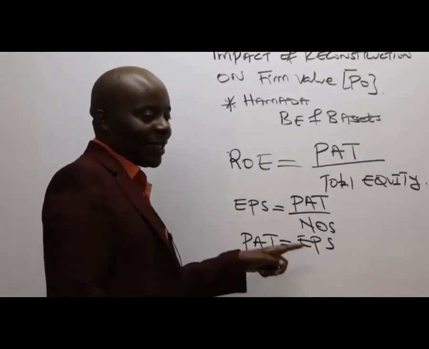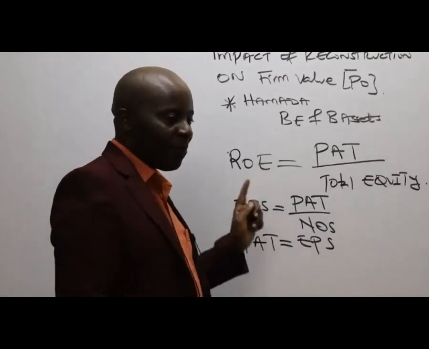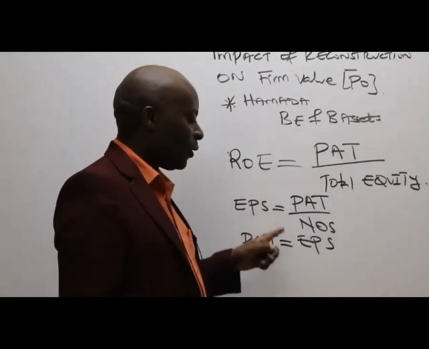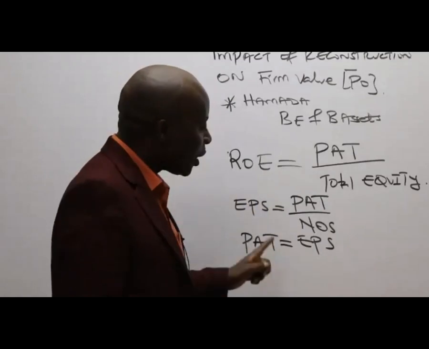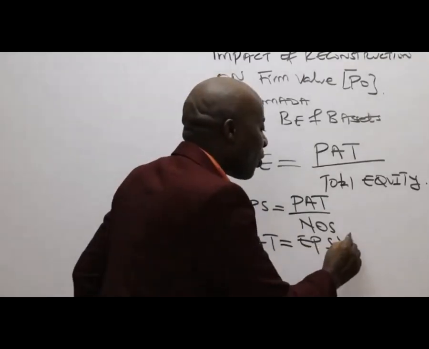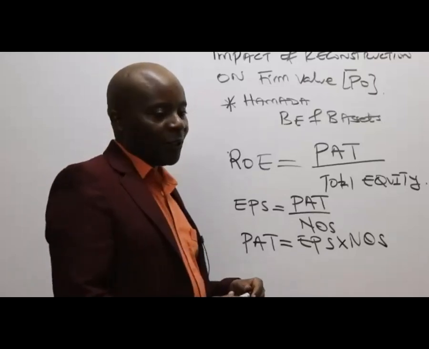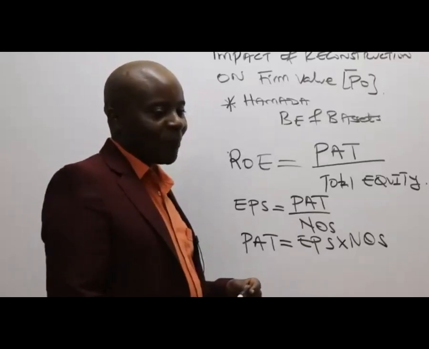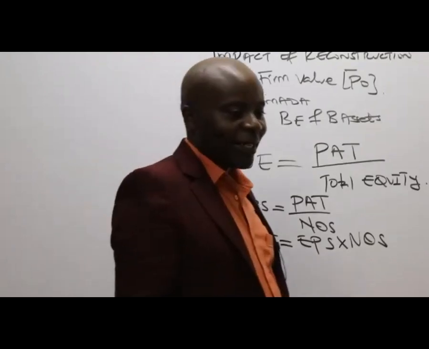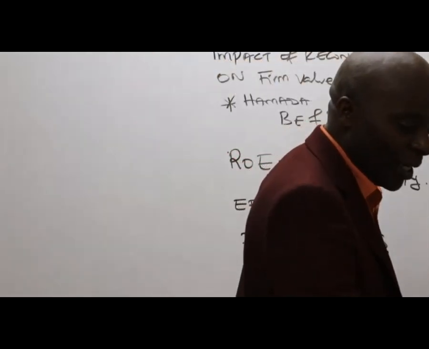This earnings per share is the same as profit per what here, somebody? Per share. This is the same as profit per share. So I'll take the earnings per share times number of ordinary shares.